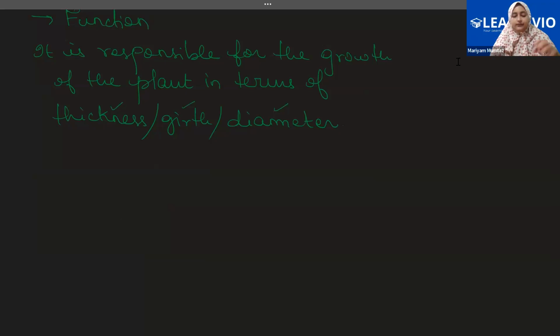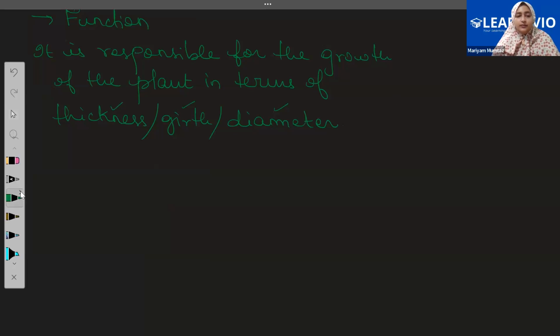All right, very good. So for today's topic, we have the permanent tissues, right? So we're going to start with the permanent tissues.